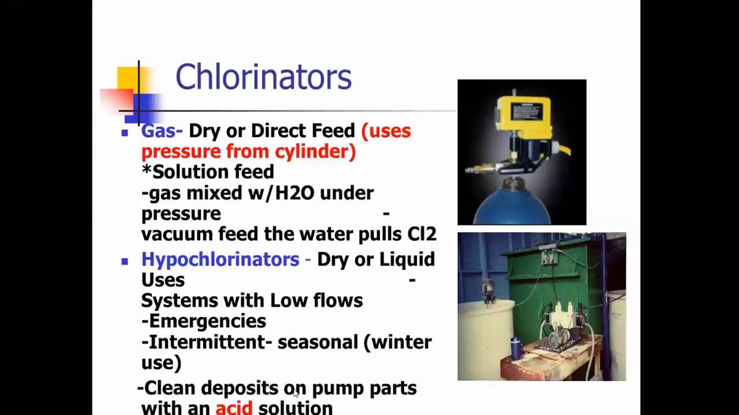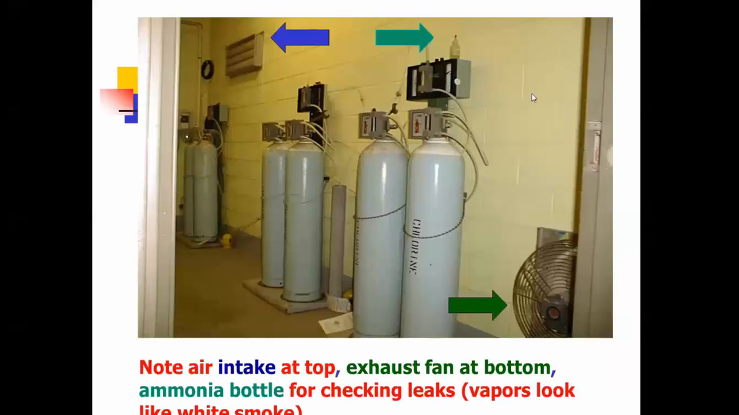It talks about cleaning the parts of the equipment, and you use an acid solution to clean them. You don't scrape them or use sandpaper, emery cloth, things like that. You use an acid solution because you don't want to damage the parts. You notice here, this is an ammonia bottle. This is how you test for leaks around your cylinders.